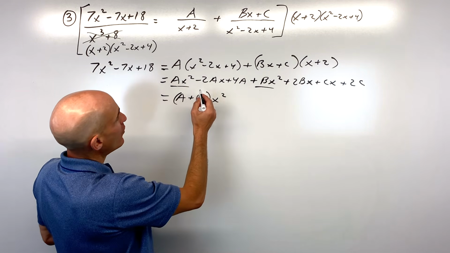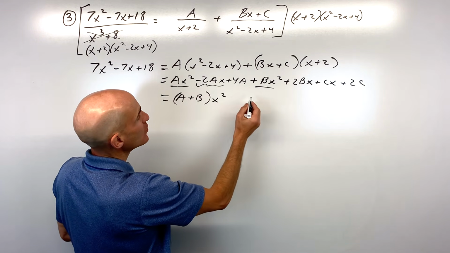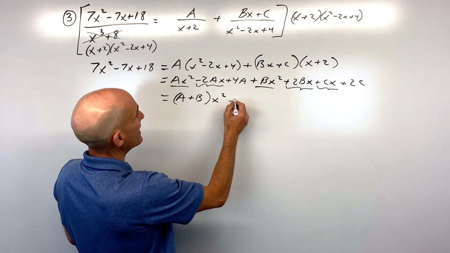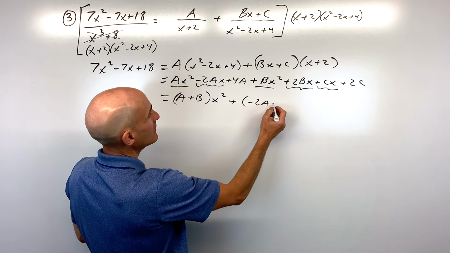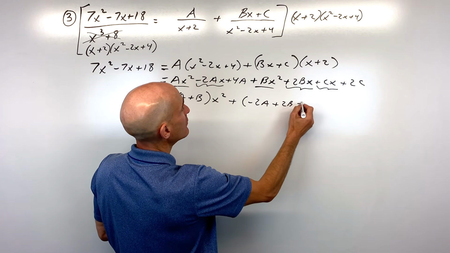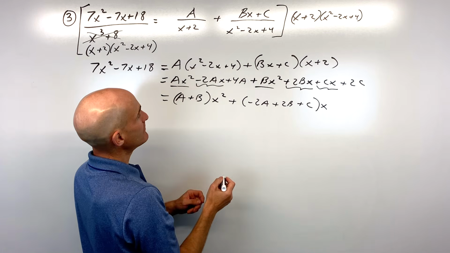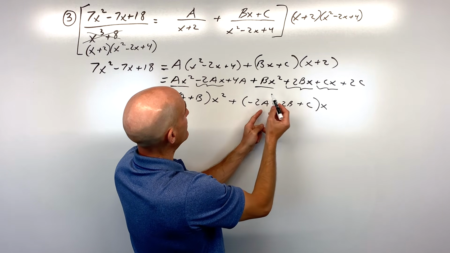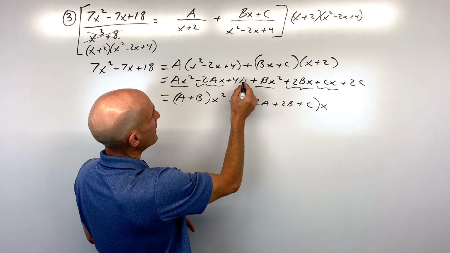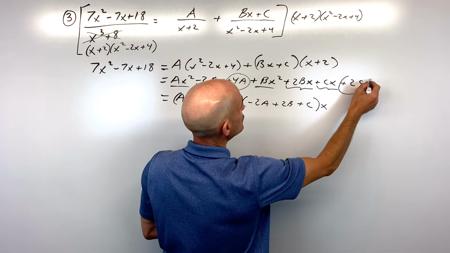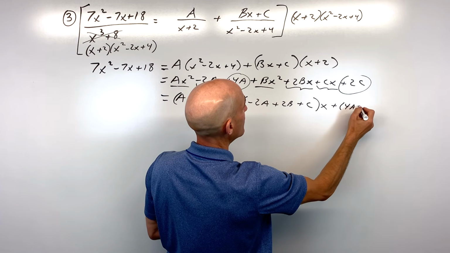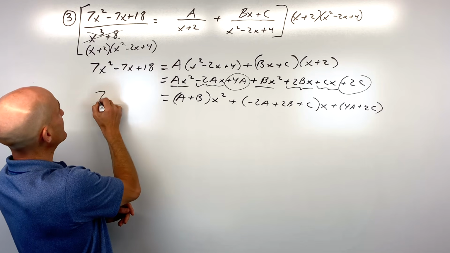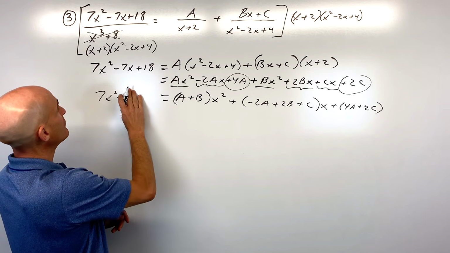Let's collect the ones that have an x in them now. So we've got this one, and this one, and this one. So here I'm going to write this as negative 2a plus 2b plus c times x. Okay, and again, you can see I just factored the x out of all three of these terms. And then we're just left with the constants, which are 4a and 2c. So I'm going to say plus 4a plus 2c is equal to this over here, 7x squared minus 7x plus 18.